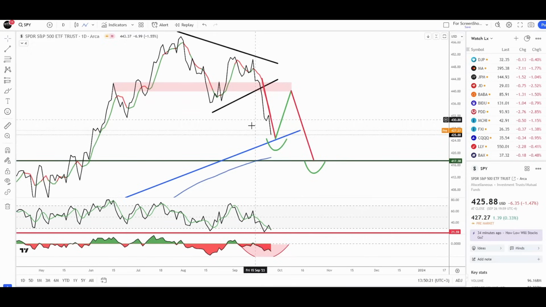This is the forecast that I'm expecting. So a slightly lower close in the next handful of trading sessions.